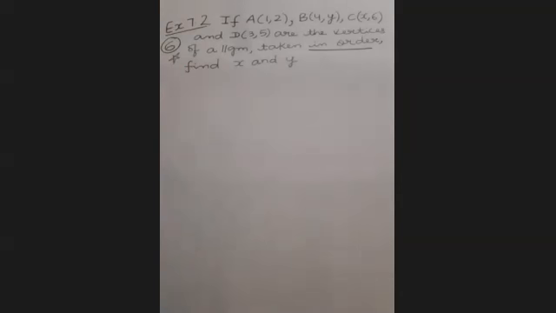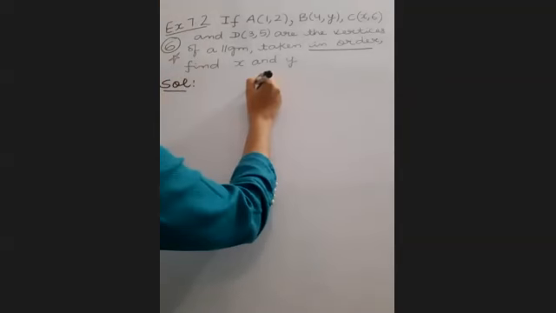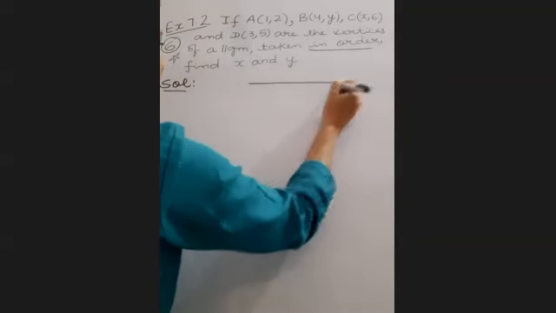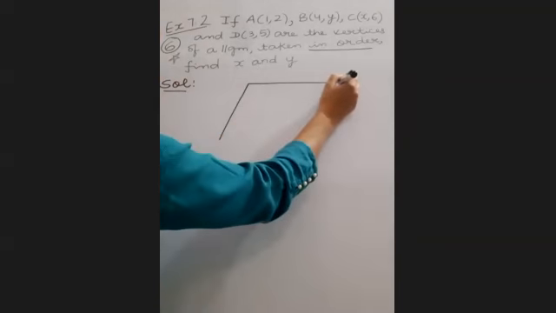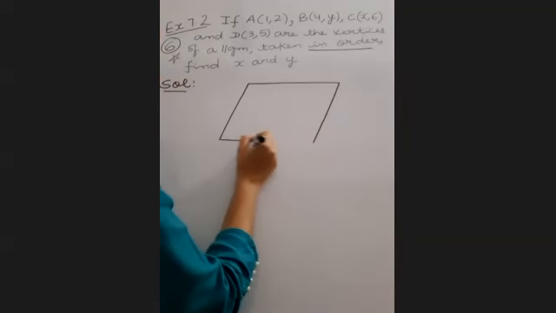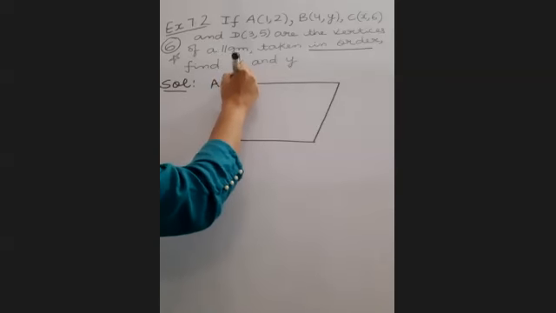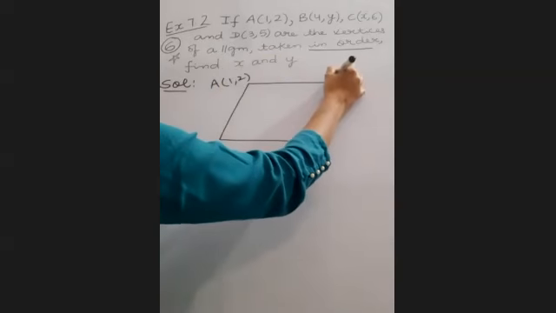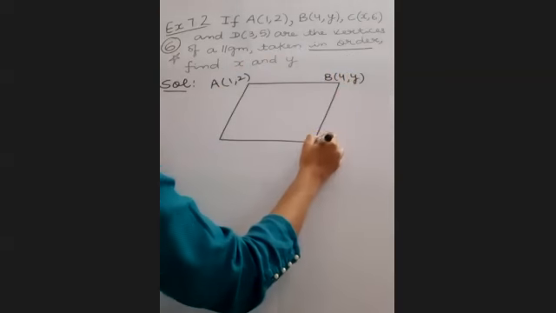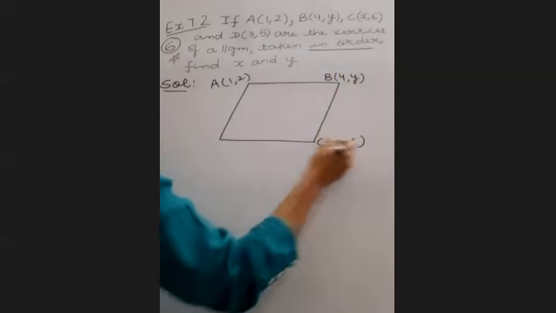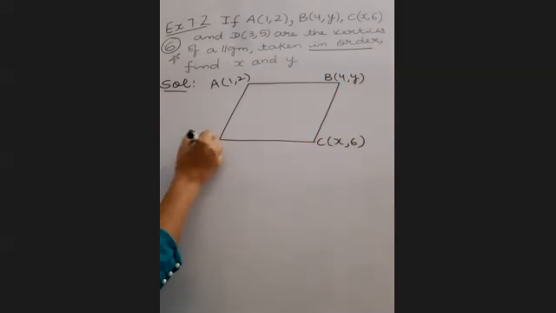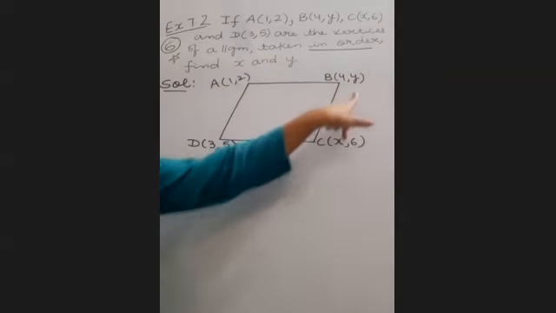We are given these as the vertices of a parallelogram. So first of all, let me draw a rough figure, children. That will help us understand this question better. So let us have a parallelogram. We are given A (1, 2), B (4, Y), C (X, 6), and D (3, 5). So these are the vertices of the parallelogram given. We have to find the value of X and Y.